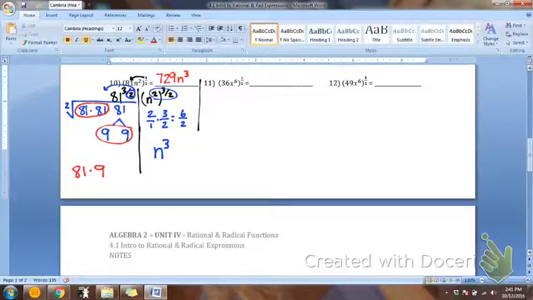So again, we're going to separate it out. 36 to the 1/2. And then x to the 6th to the 1/2. Okay, you can work it out. Don't just stare at the board.